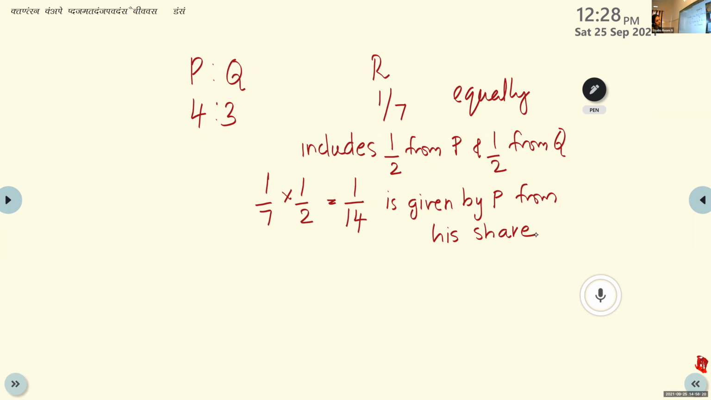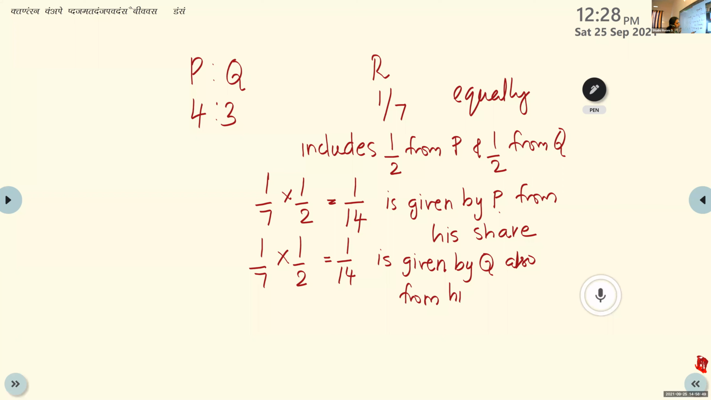I'll help you to do this. Next problem, you do it alone. Okay? 1/14 is given by P from his share. And again, 1/7 into 1/2 because it is equal. 1/14 is given by Q also from his share. Correct?